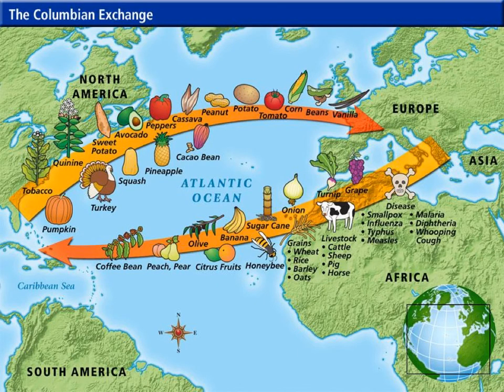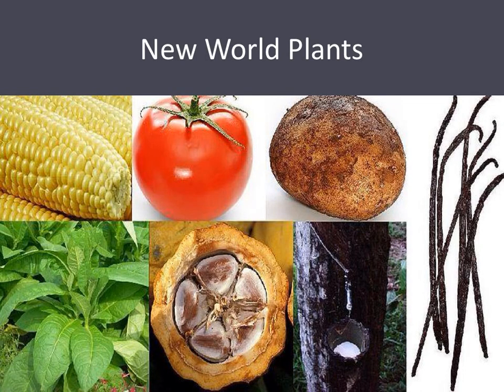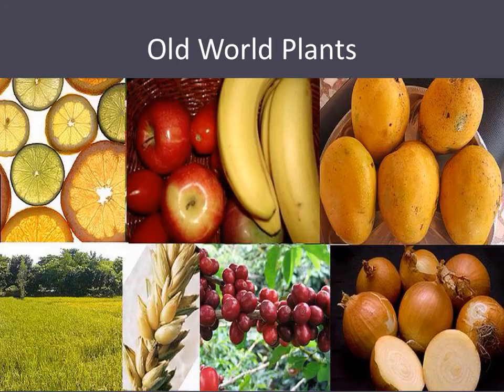So I got a couple graphics for you guys on what went which way. These are going to Europe, to what's called the Old World, and then these ones are going to the New World, animals and types of foods. And some more pictures of some of the foods as well. So these are New World plants, and then these are Old World plants.